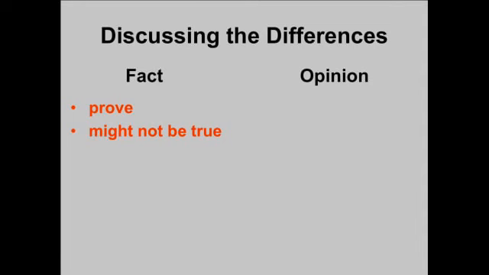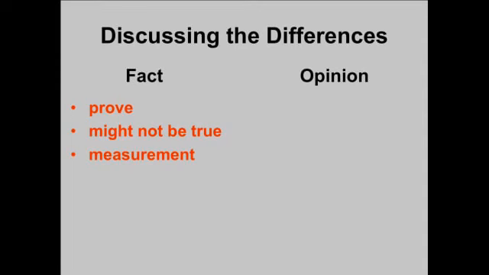You can prove a fact through measurement. In other words, I can look at the area of California and look at the area of Texas and see which one is in fact larger. Or I can use scientific data to prove a statement of fact, or historical records. These are just some of the ways that you can prove a statement of fact.